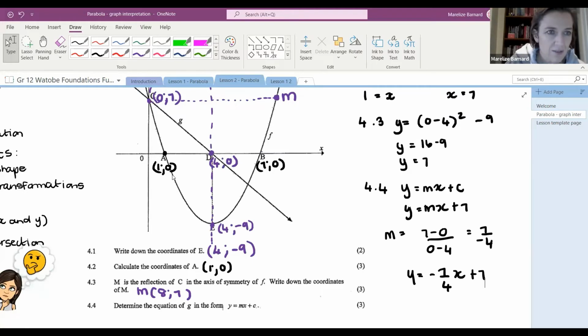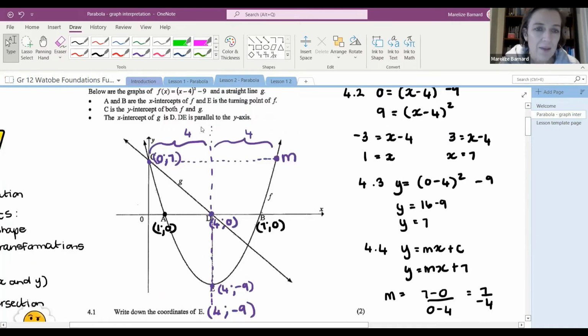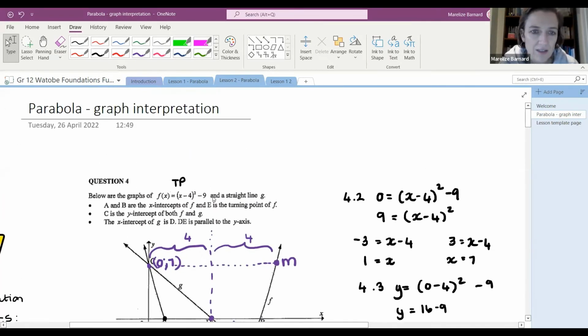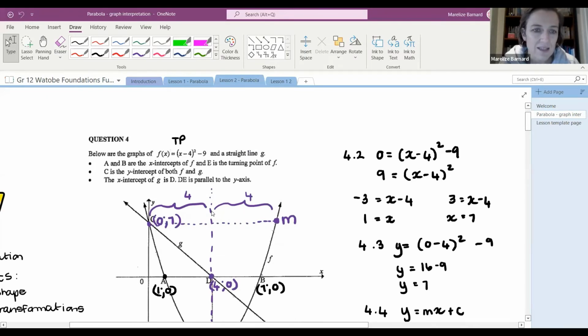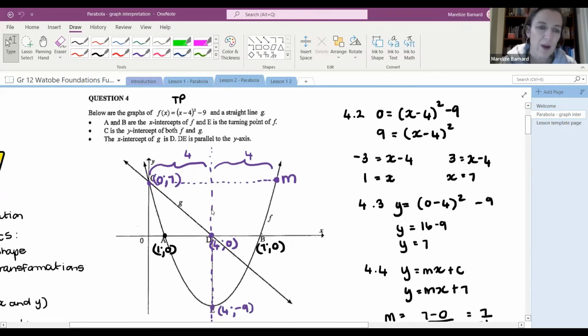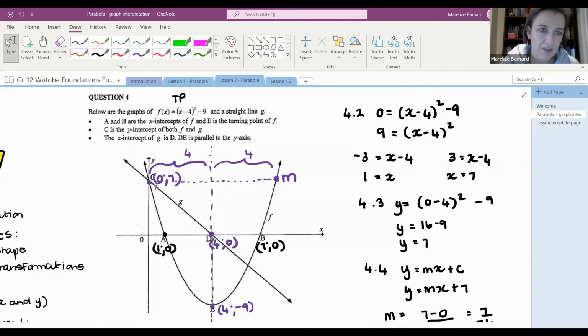There's a question. Where does the 7 come from? Cindy was asking where the 7 comes from. The 7 comes from the y-intercept. If you read earlier on in the question, it does say that C is the y-intercept for both the parabola and the straight line. So that's how we know that it's the 7.